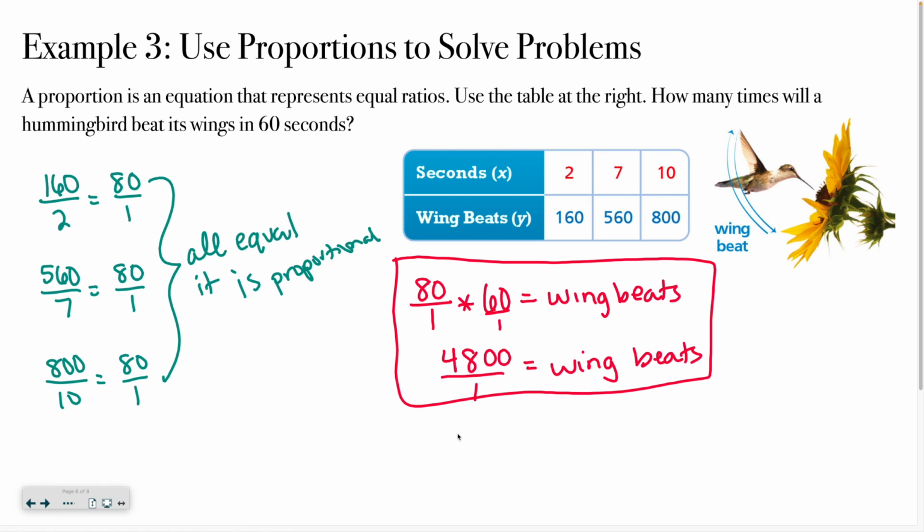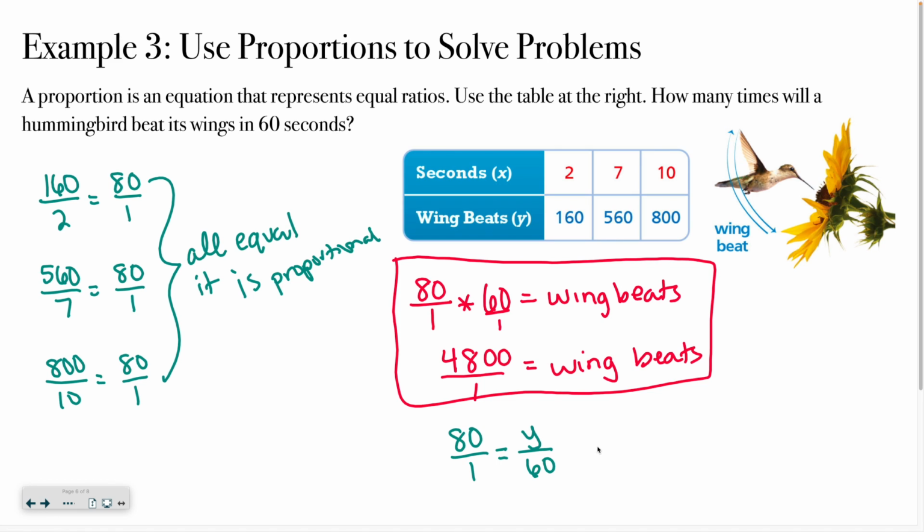So what you're going to do is set up a proportion. You can take the 80 over 1, and you're going to say equals, and then 80 represents wing beats, right? I'm going to just put a Y there because I want to know how many wing beats this hummingbird has in 60 seconds. So this is how you would set up your proportion.